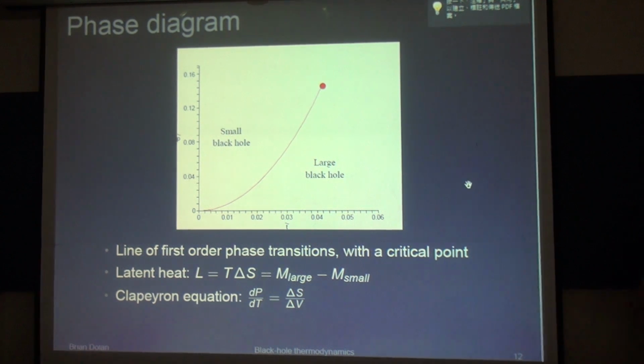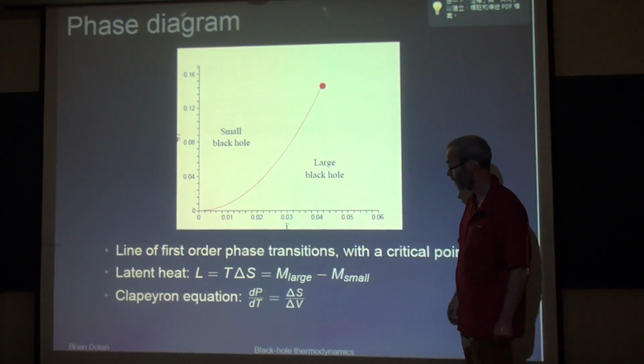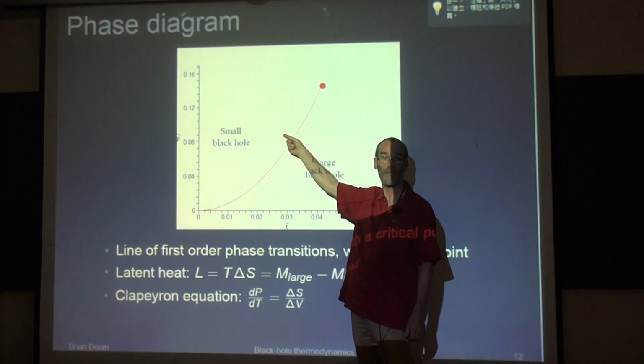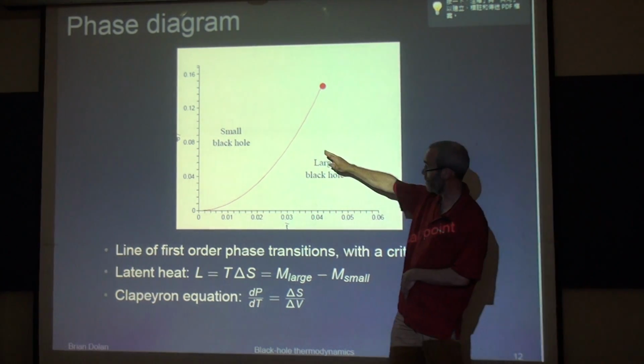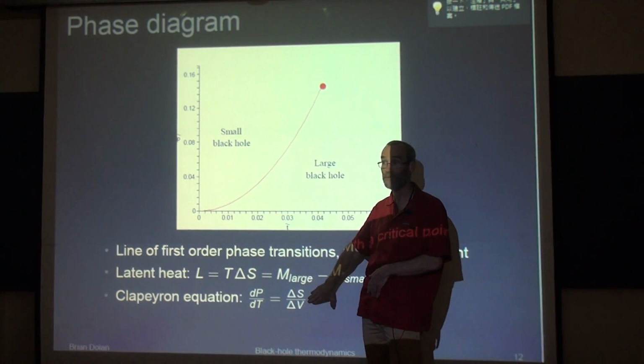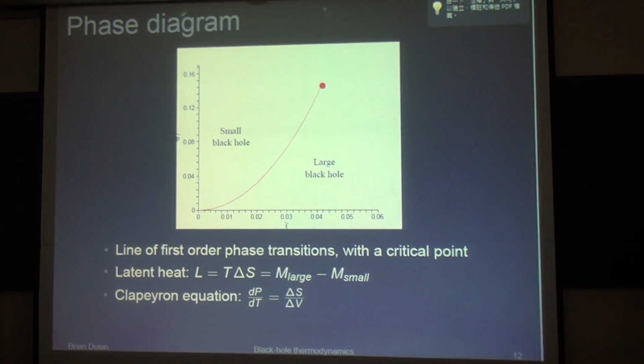The slope of this line in the PT plane is given by the Clapeyron equation. If you work out the jump in entropy as you cross the line, you can also work out the jump in volume as you cross the line. The slope of this line is the ratio of the entropy jump to the volume jump. That's the classical Clapeyron equation. So it all works for black holes.